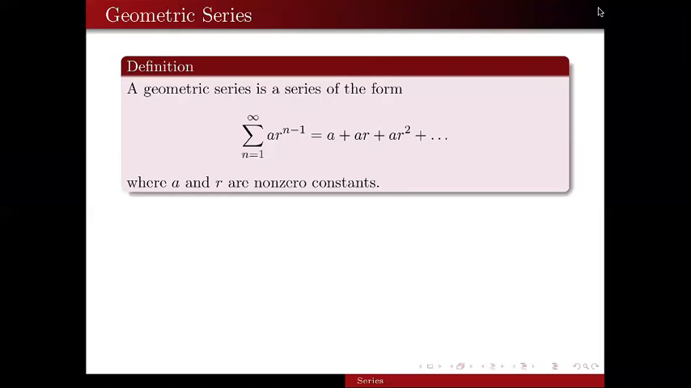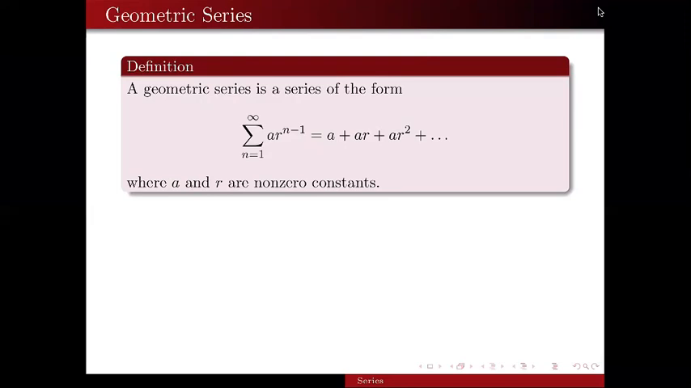This r here has a name. We call it the common ratio, or simply the ratio. And a here, in this particular form, is your initial term. So we call this the geometric series.